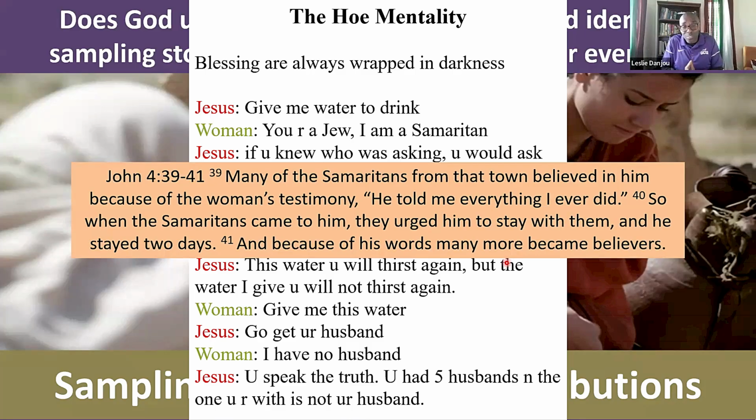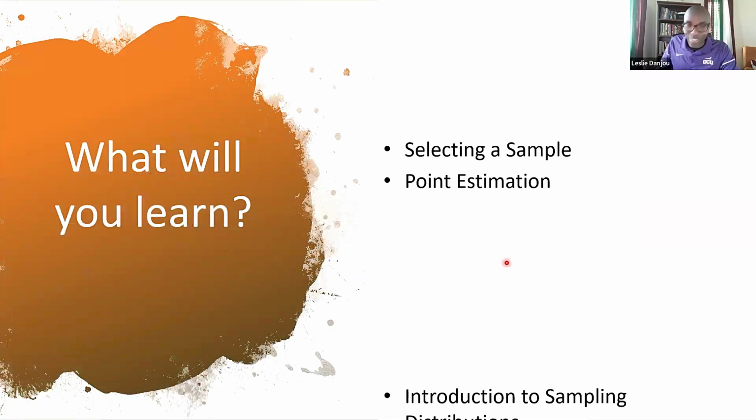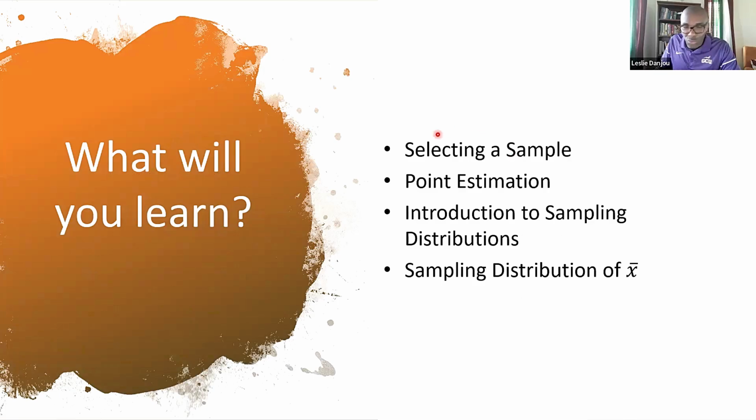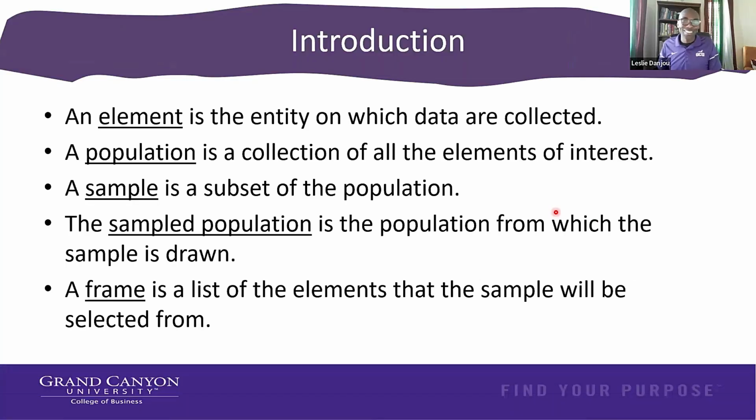Today, we're going to be using samples, just like the example of the woman at the well, to help us understand life in general. Stats is life. To help us calculate the samples to help us make informed decisions. So, how will we do this today? We're going to be showing you how to select a sample. We're going to help you understand point estimations. We're going to actually be doing calculations with sampling. Let's get into it.